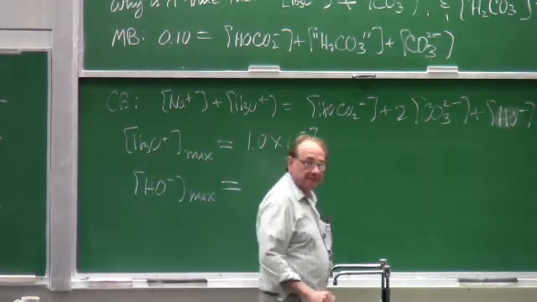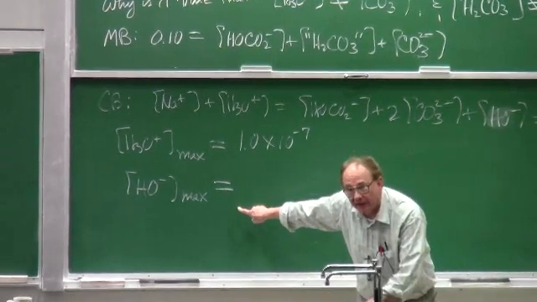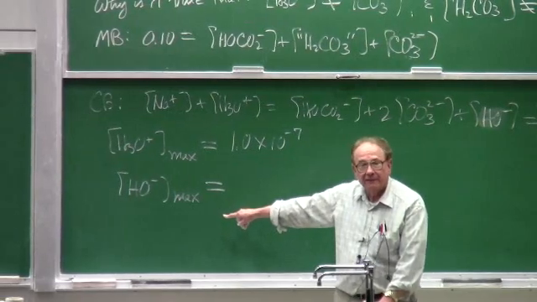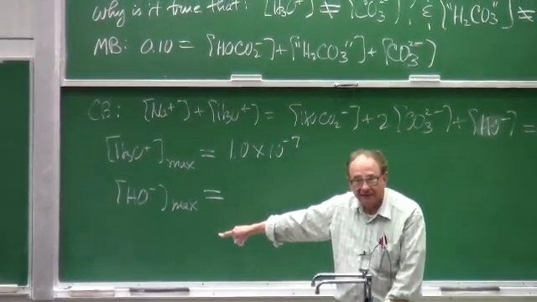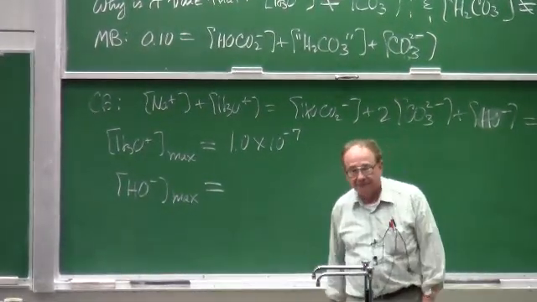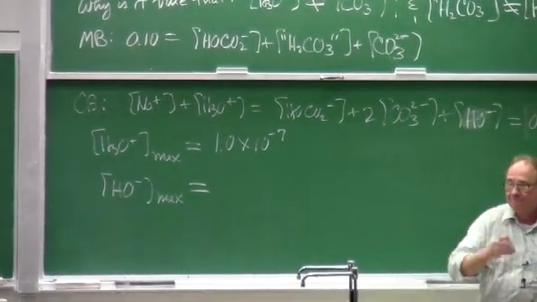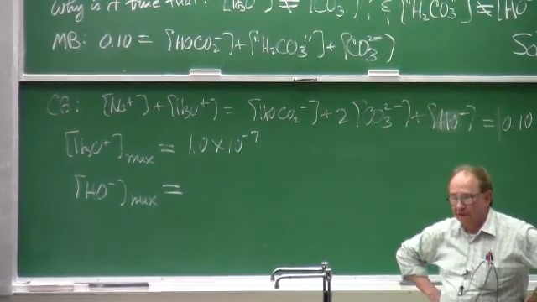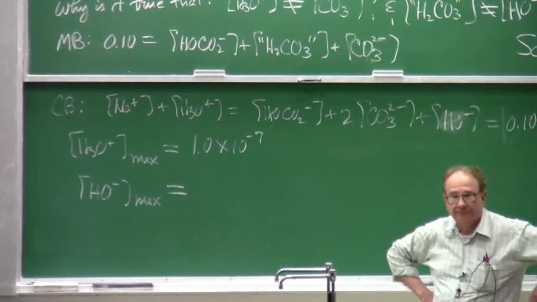We can get this. And from this, can we get hydronium ion max? I mean min? If I get this number and take Ka and divide it by this number, I get hydronium ion min. Okay? We're letting this stuff talk to us. How do I get this? I want to be able to get a number. I can't get that number from the charge balance equation.